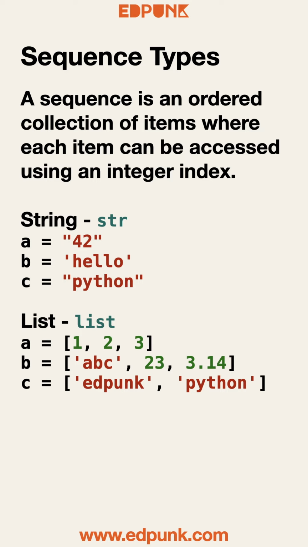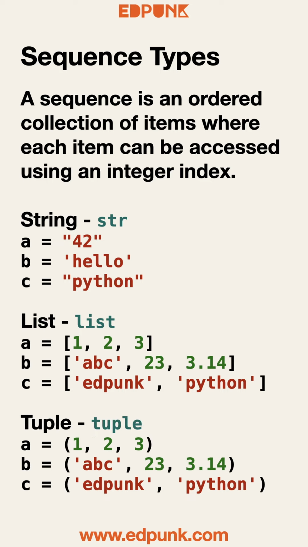A list is a sequence of items of same or different data types which are enclosed within square brackets. As shown in the example, the first list is a list of integers. The second list is a collection of multiple data types, whereas the third list is a sequence of strings.